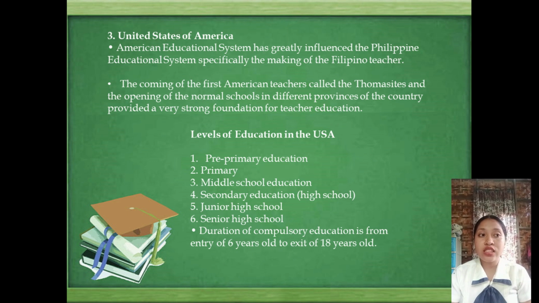The fifth one is the junior high school. It includes grade 7 to 8, grade 7 to 9, or grade 8. While the senior high school includes grade 9 to 12 or 10 to 12. So the duration of compulsory education is from entry at 6 years old to exit at 18 years old.